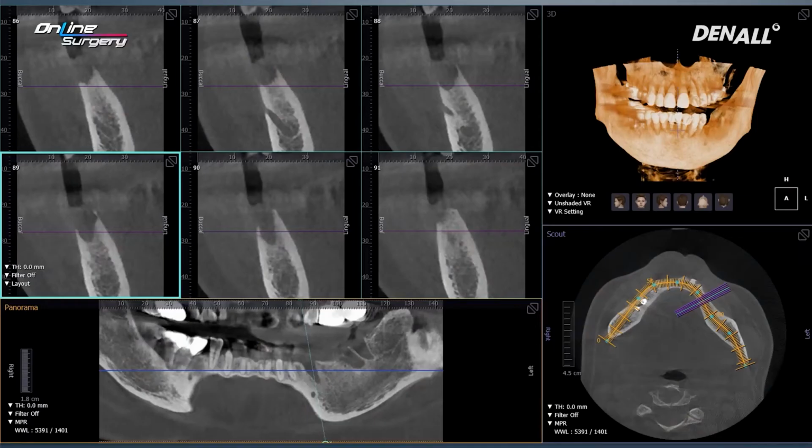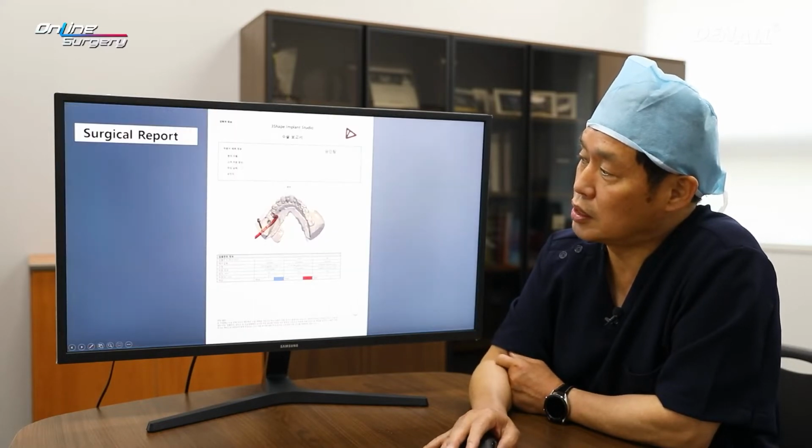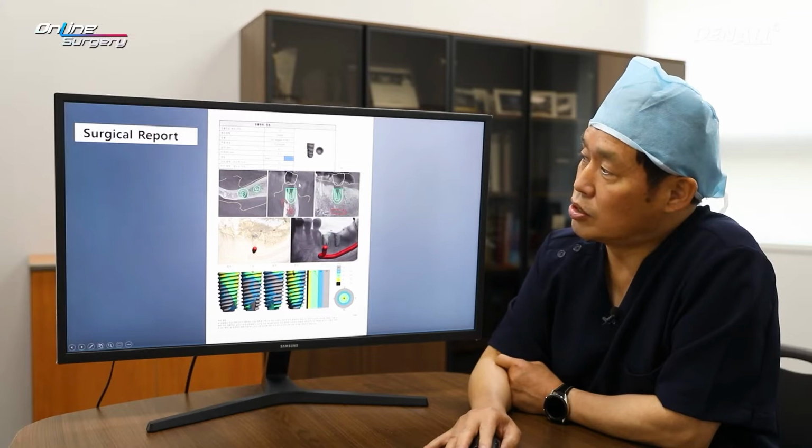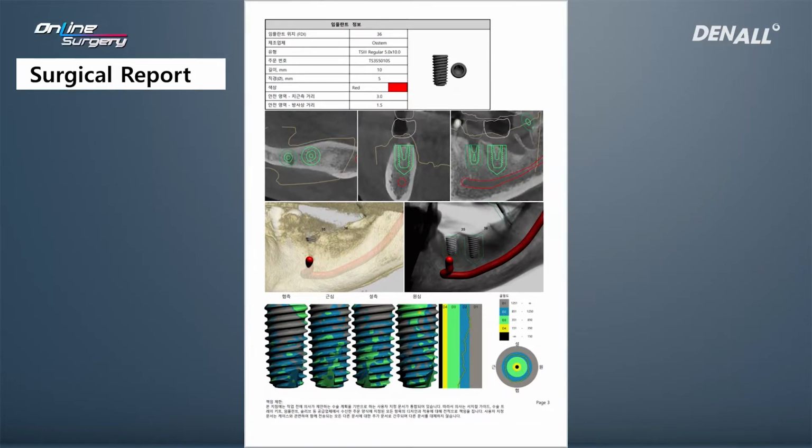As you can see in number 5, buccal plate is resorbed significantly. It's like this. The mental foramen is here. I contacted OneGuide team to design the OneGuide. In number 5, mental foramen is coming up like this. 4.5 in diameter and 8.5 in length. Implant was planned. And for number 6, there was distance with the inferior alveolar nerve.